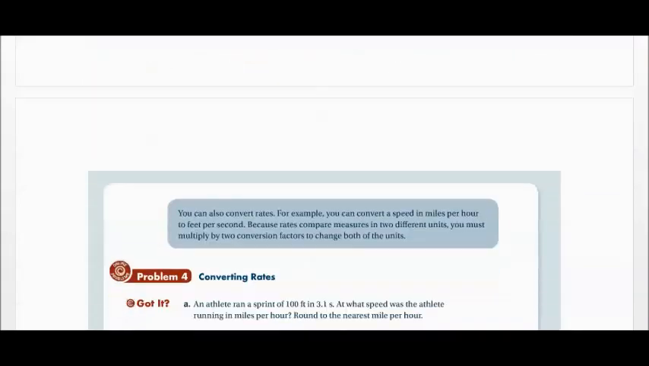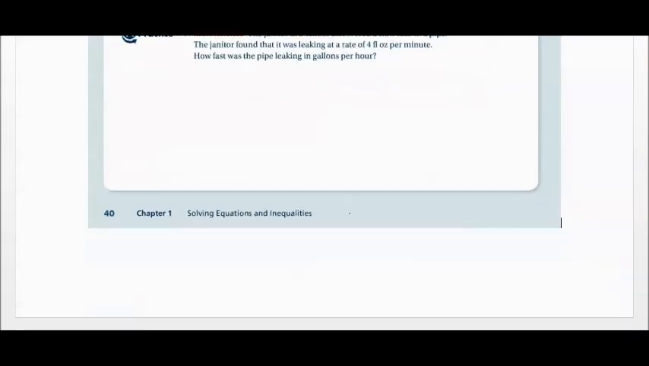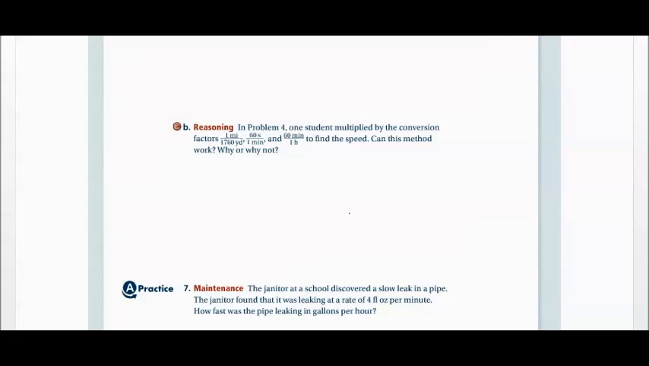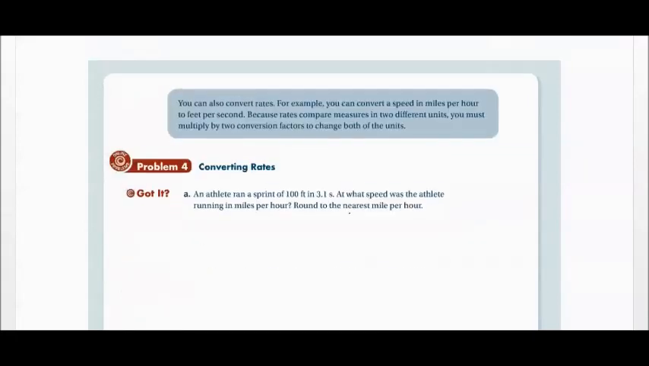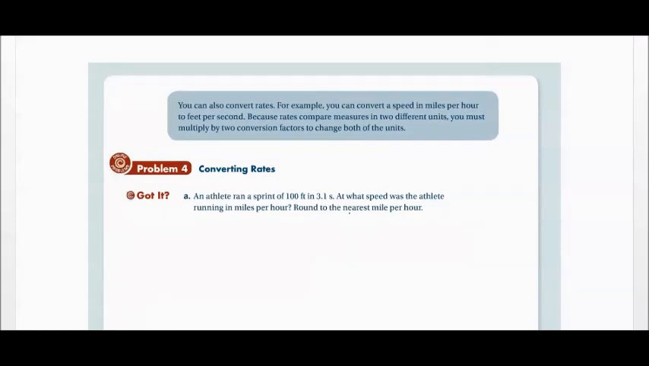We're skipping a page. We're going to page 40, and we're going to look at this one right here, which says problem for converting rates. It says an athlete ran a sprint of 100 feet in 3.1 seconds. At what speed was the athlete running in miles per hour?